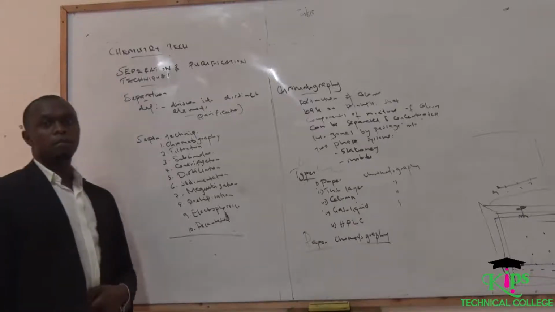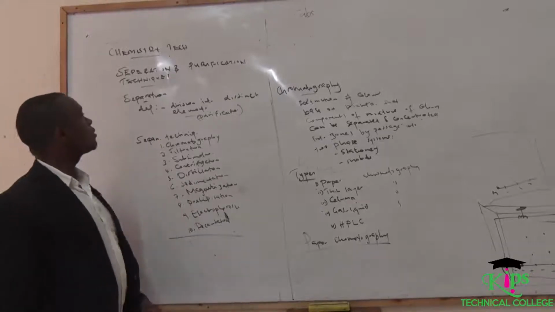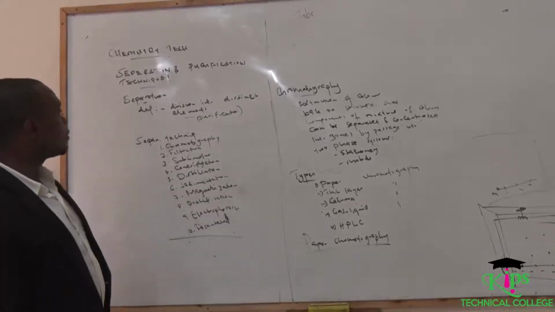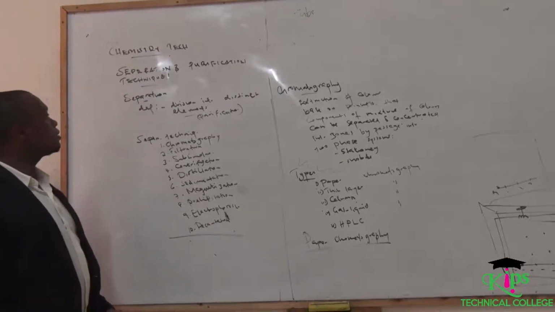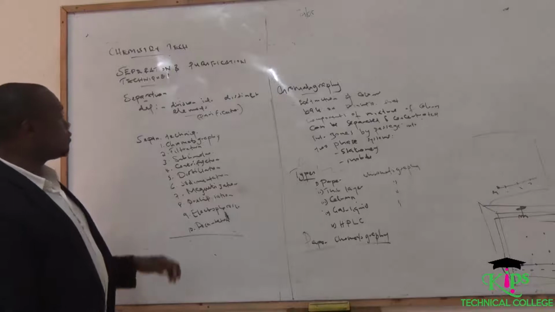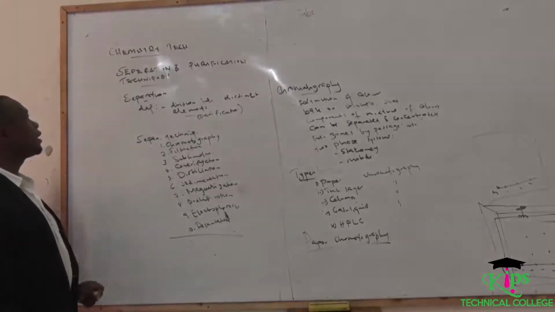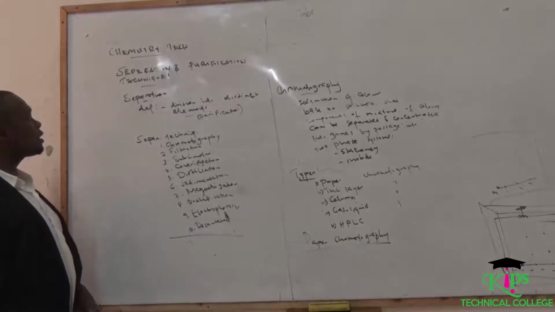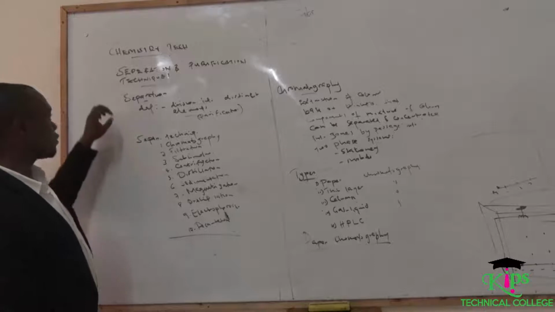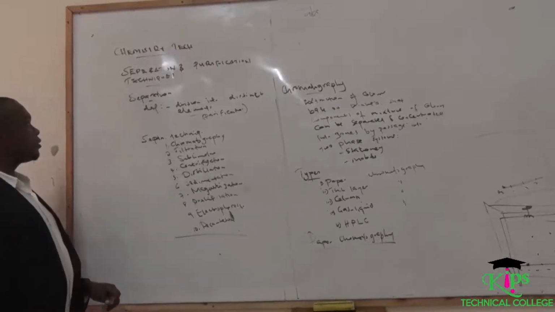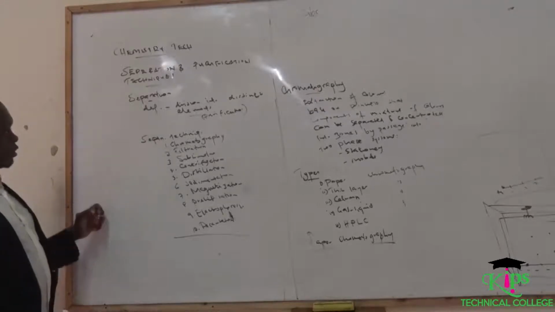Now, previously we have been discussing gravimetric analysis, which basically involves the measurements of samples for analysis. Today we want to look at another topic called separation and purification techniques. Now, we want to define what we mean by separation.